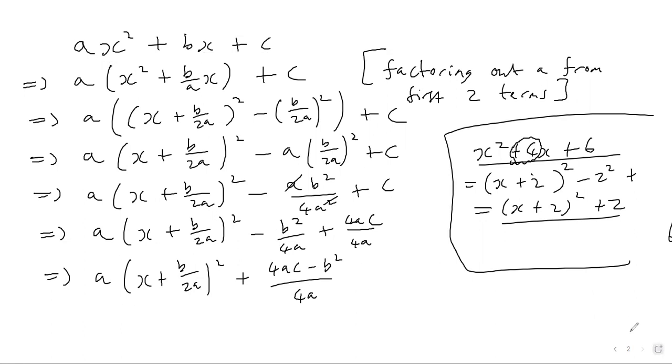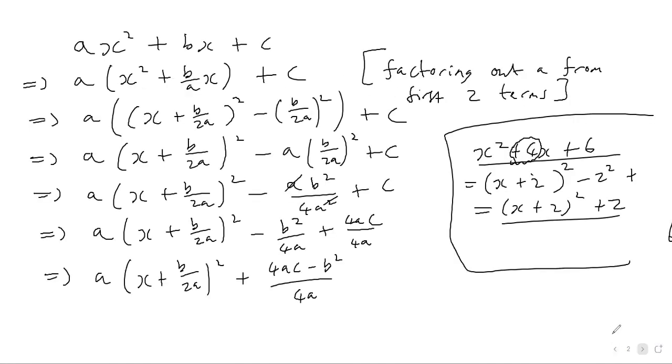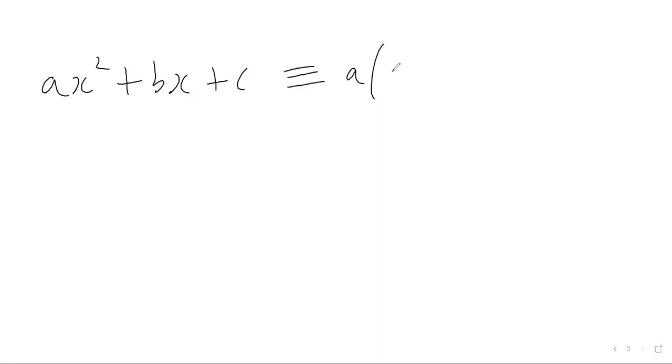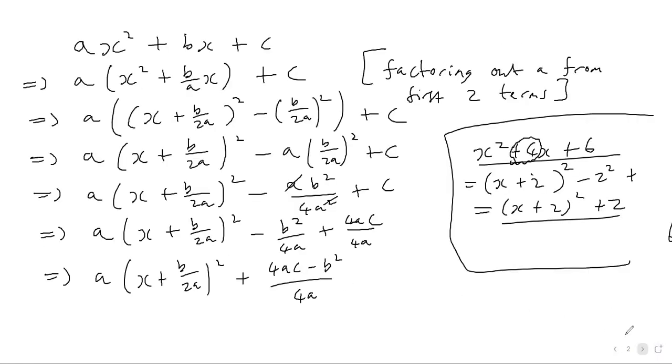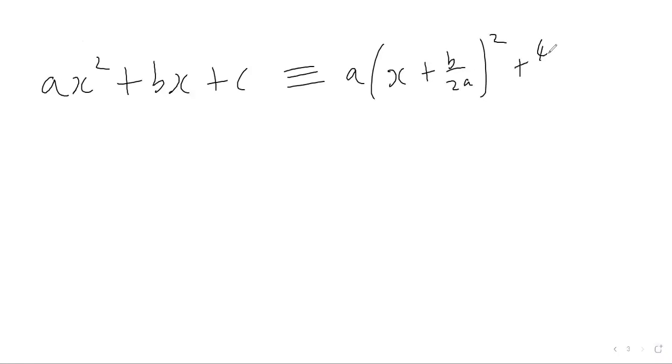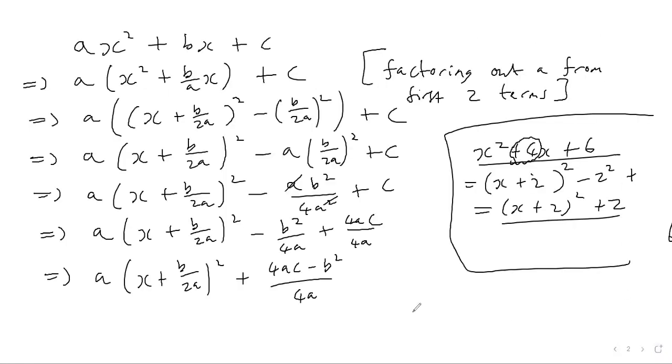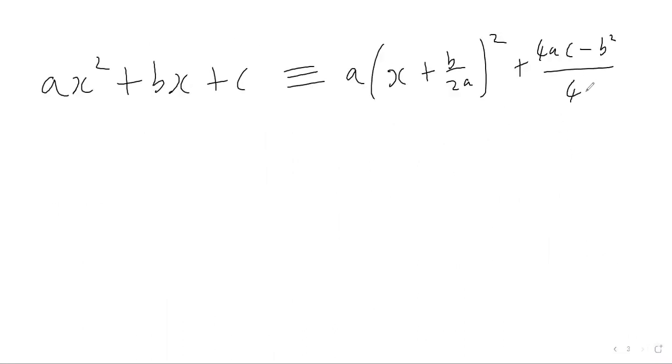So I'll just write this on the next page. So ax squared plus bx plus c is exactly identical to a times x plus b over 2a all squared, and then plus 4ac minus b squared over 4a. And that's as a result of completing the square.